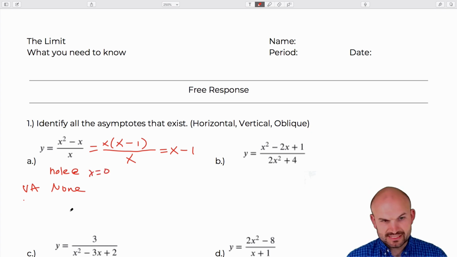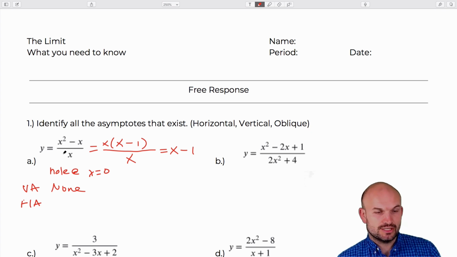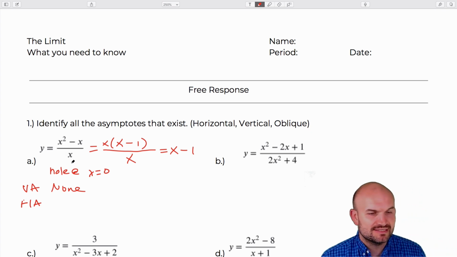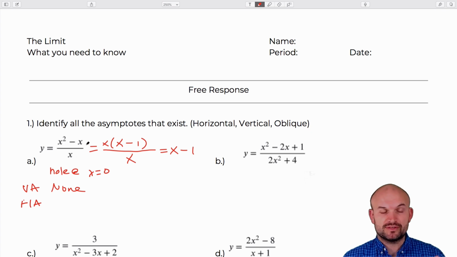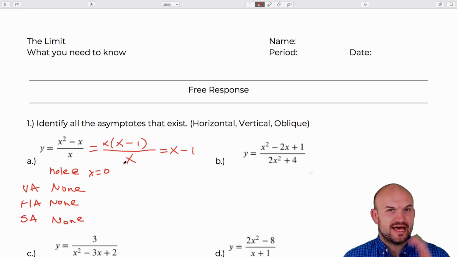So there's not going to be a vertical asymptote or horizontal asymptote because using the horizontal asymptote test, the degree in the denominator is smaller than the degree in the numerator. So there's no horizontal asymptote. And a lot of people think, oh, since there's no horizontal asymptote, then there has to be an oblique asymptote or a slant asymptote. But again, in this case, there's no slant asymptote because, again, we have that hole.